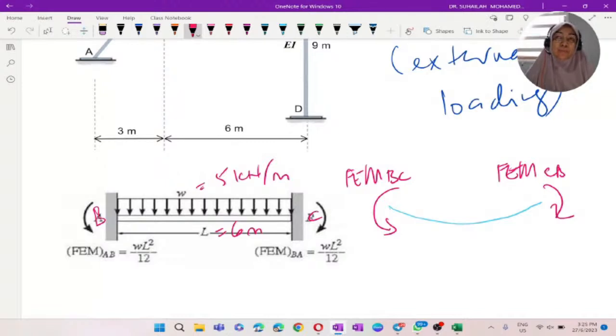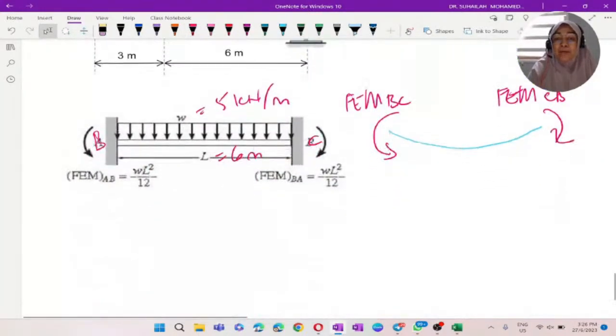The sign convention for moment distribution method is clockwise positive. So FEM BC, since the direction is counterclockwise, it is negative. FEM CB, it is clockwise, same direction, it is positive. The formula is WL square over 12. Okay, so this is the fixed end moment due to external loading.